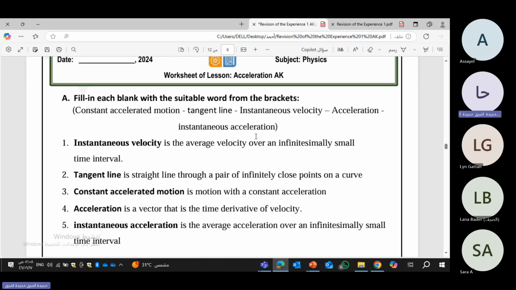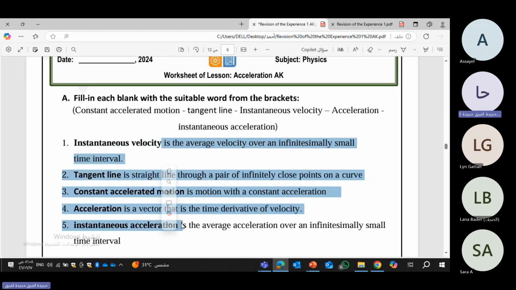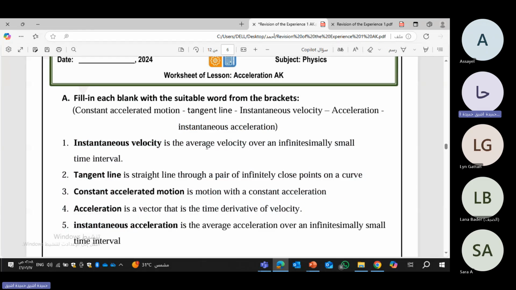Now let's come to the second lesson, acceleration. Actually, all these definitions: instantaneous velocity is the average velocity over a small time.